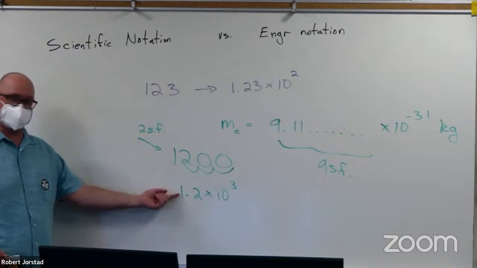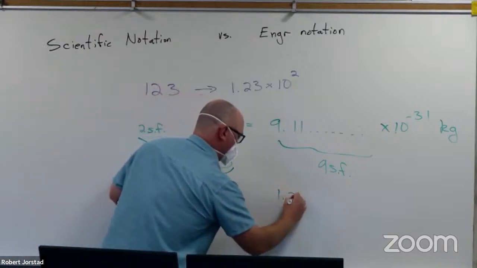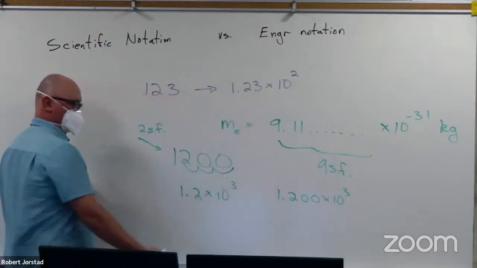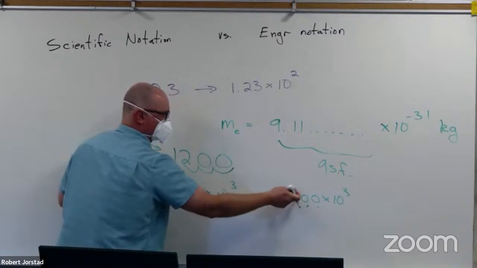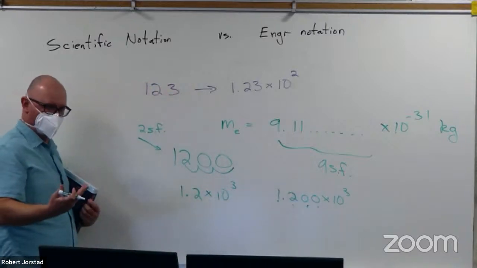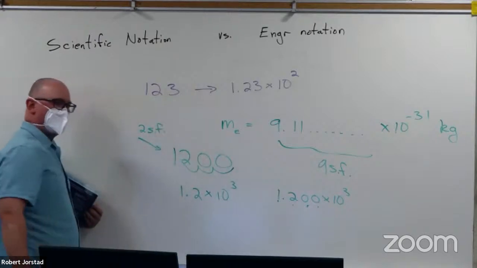Because this now accurately represents, if I had written 1.200, how many sig figs does this number show? These zeros are to the right of the decimal, so they're now significant. That would be lying to the people of the world, and we don't want to do that. You see what I'm saying?